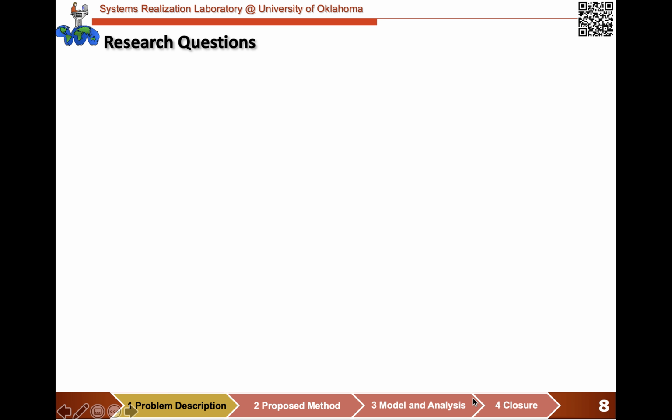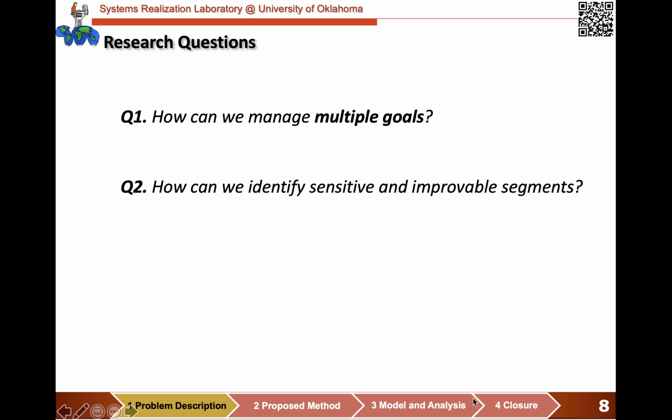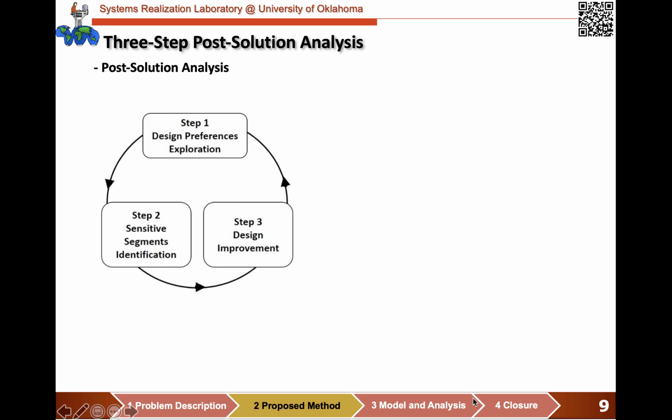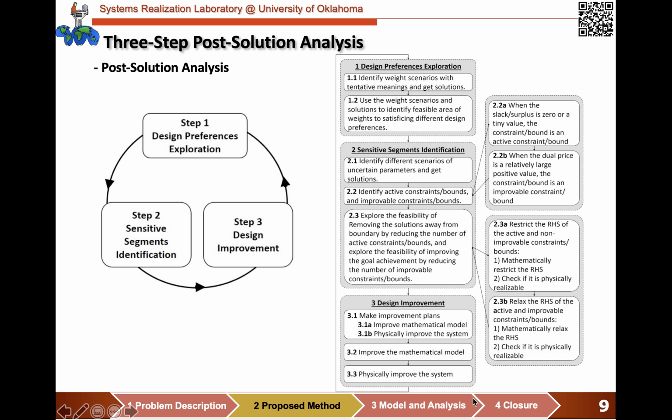We want to answer three questions. First, how can we manage multiple conflicting goals with evolving priorities? Second, how can we pinpoint the segment of the dam network that is sensitive to the uncertainties in the inflow and outflow? Third, how can we improve the system physically to be robust to uncertainties? We propose a post-solution analysis method with these three steps and particularize it to our test problem.